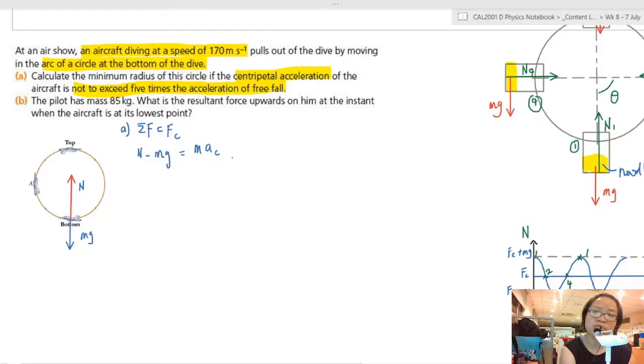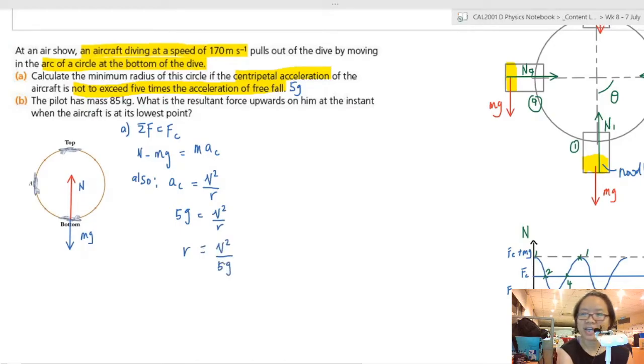But since they are looking for centripetal acceleration, I cannot continue here because I do not know at that point the mass of the human. Neither do I know the normal force. So never mind. I will just use ac is equal to v squared over r. So you then will get r is equal to v squared over 5g. And then you can substitute.